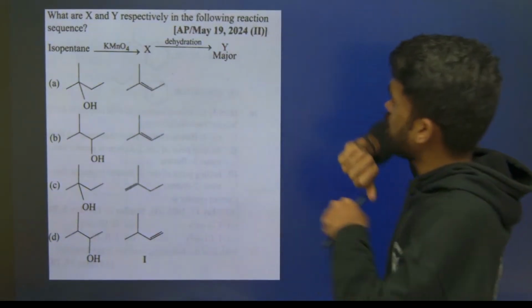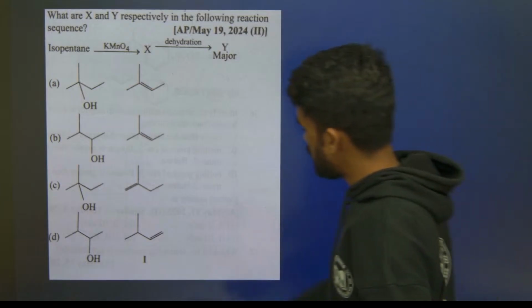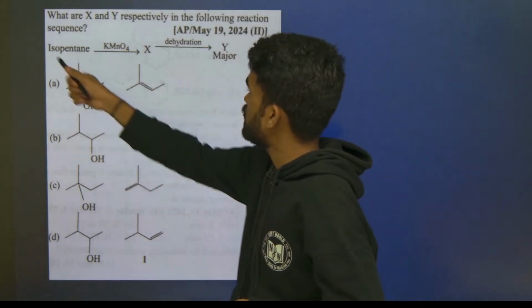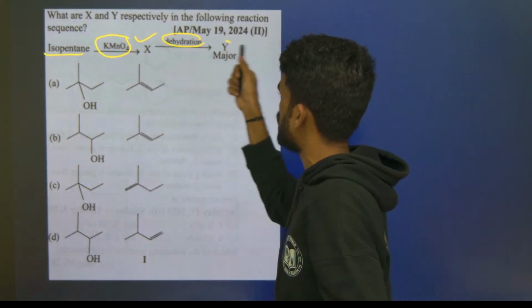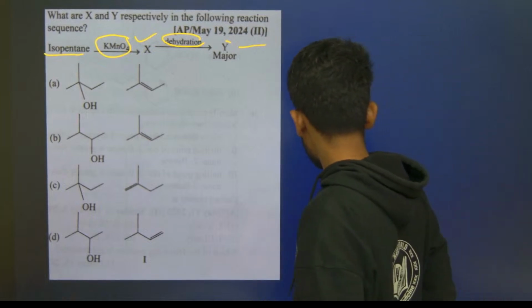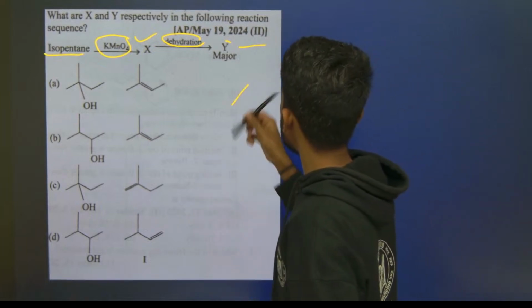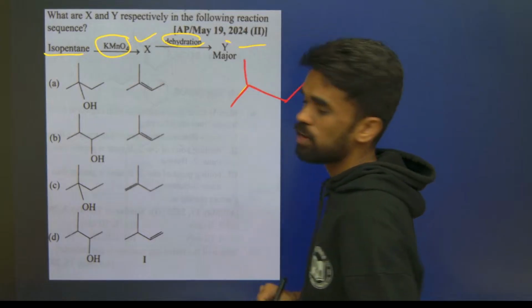What are X and Y respectively in the following reaction sequence? We have isopentane treated with KMnO4, we get X, which upon dehydration gives Y. So identify X and Y. Easy here also. Look at here, what is the structure of isopentane? This is the structure of isopentane.